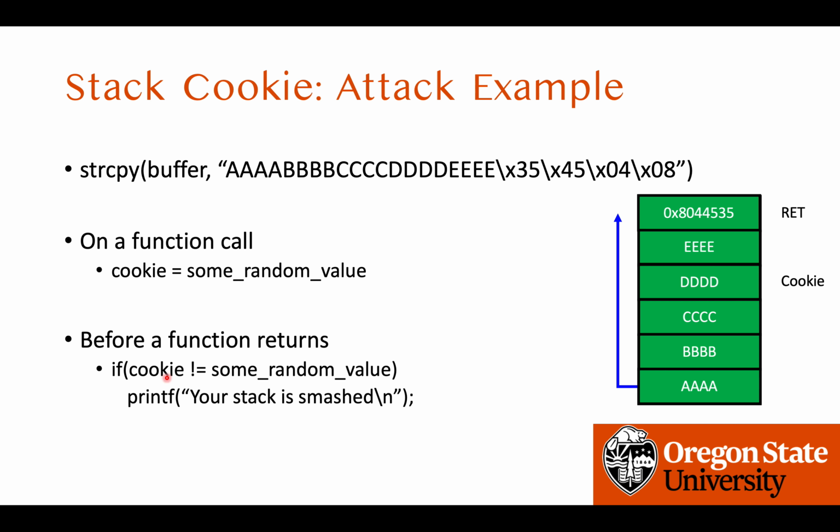Because the cookie value does not match the random value, we can set the alarm flag and kill the program. This kind of defense is much simpler than the fat pointer idea because we don't need to propagate and record all the base and bound and then apply such a check in every memory access. Instead, we can insert the cookie at every function call and check it at every function return.